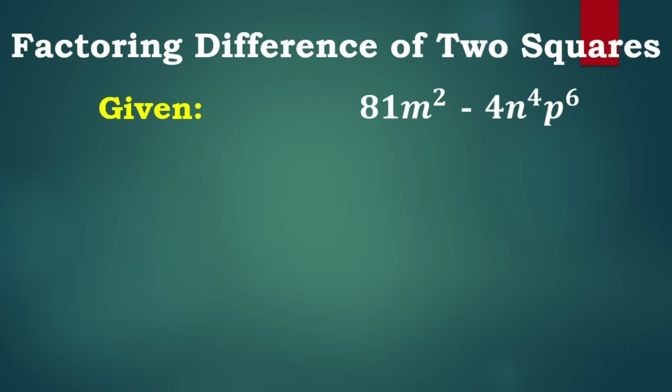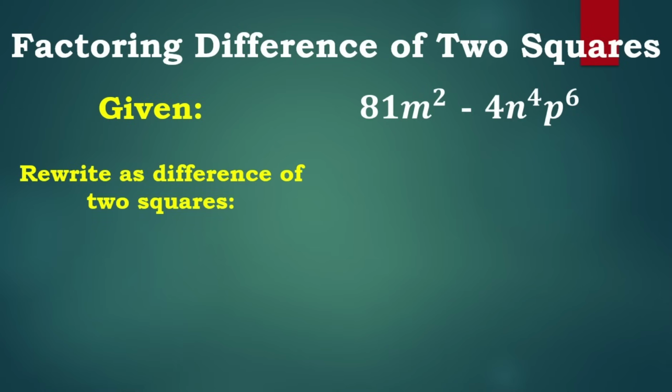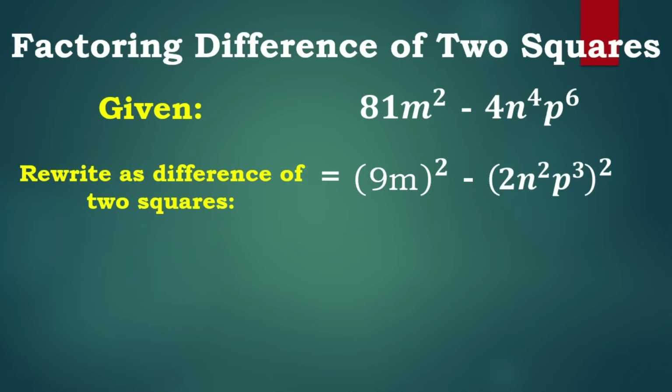Next, 81m squared minus 4n raised to 4 p raised to 6. So, we will rewrite this first as the difference of two squares. So, what is the square root of 81? That is 9. And then, since may m squared tayo, so we will write m. What is the square root of 4? That is 2. Now, bakit siya n raised to 2? Because 2 times 2 is raised to 4. Okay? And then, 3 times 2, that is p raised to 6. That's why it's n raised to 2, p raised to 3.